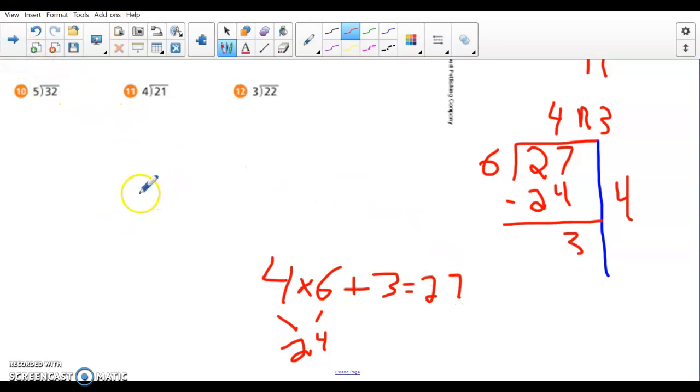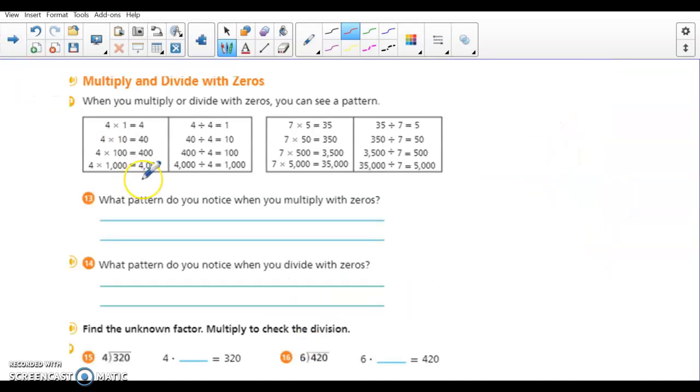Okay? So you can pause the video now, or wait till the end, and work on some of these division problems. They all have remainders. Now, when we look at the next page, we're going to see very similar problems to what our quick practice or our warm-up was in Unit 2.